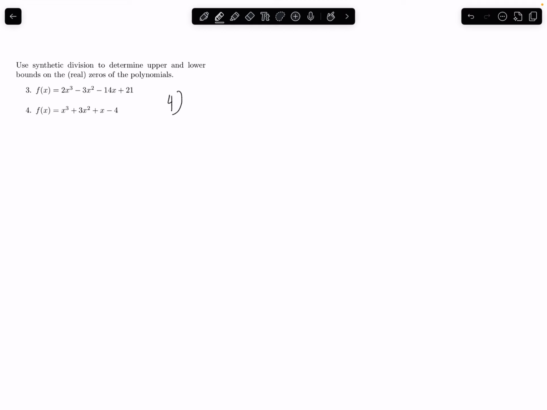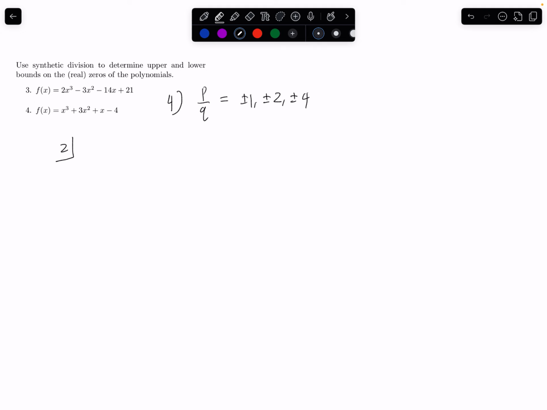Okay, so let's start by writing what are my possible rational roots. Things that P divides 4, Q divides 1, so I have only whole numbers, plus or minus 1, plus or minus 2, plus or minus 4. Those are the only possibilities. Okay, and let's run our algorithm. Let's start with 2 this time. And then if it's already an upper bound, we can check back to 1, okay?